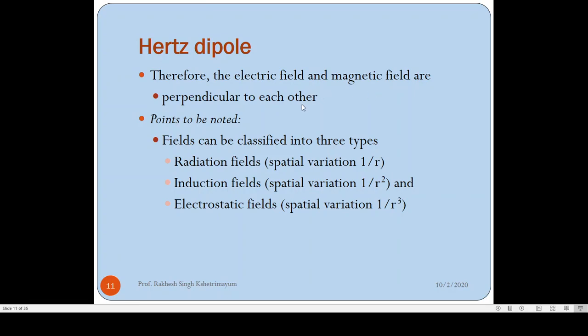So now, depending on the variation of the fields with respect to r, 1 by r, 1 by r square, and 1 by r cube, we can differentiate different kinds of field. Fields which are varying with respect to 1 by r can be called as radiation fields. Fields which are varying with respect to r as 1 by r square can be called as induction fields. And finally, the fields which are varying with respect to 1 by r cube is called the electrostatic fields.